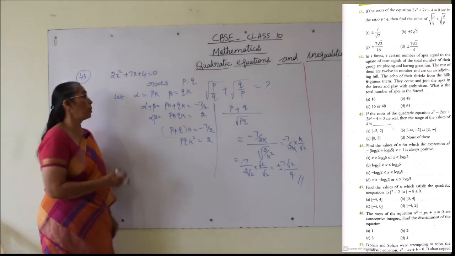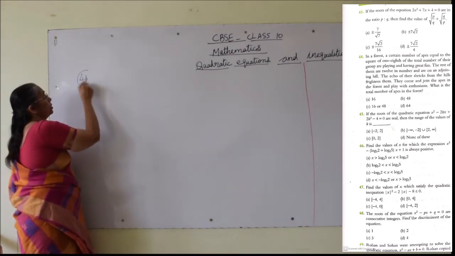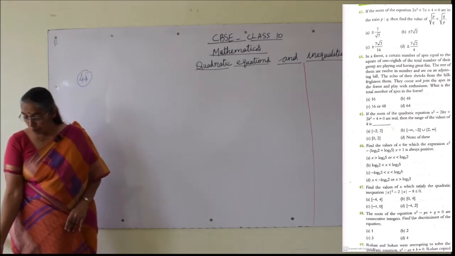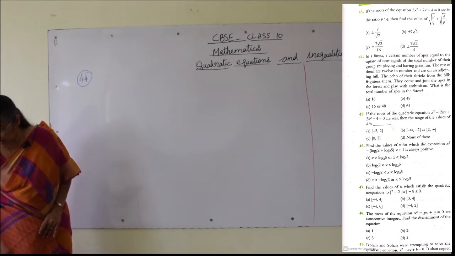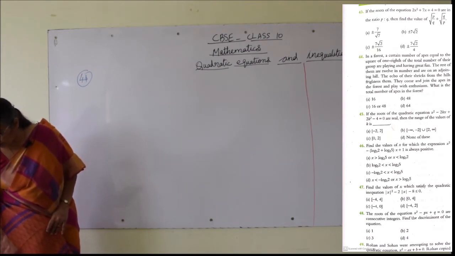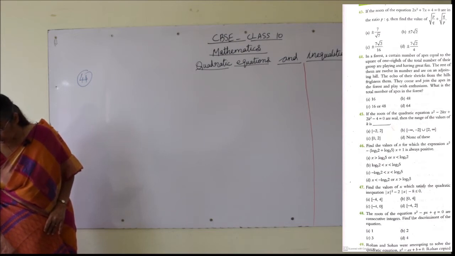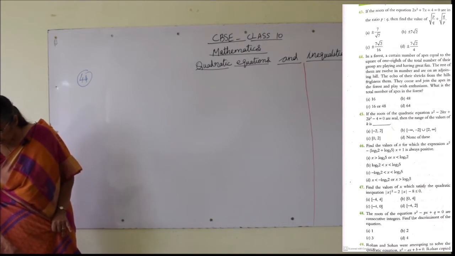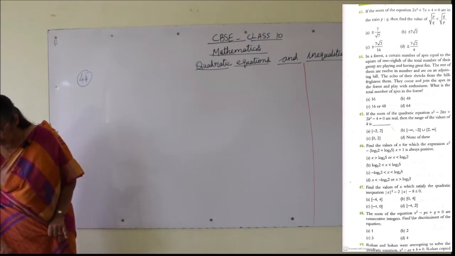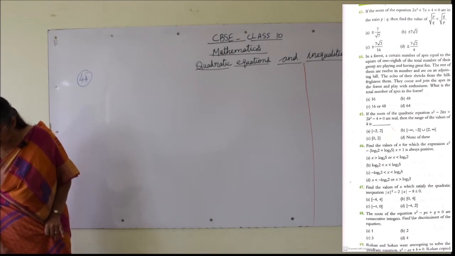Yes. Next problem. Question number 44. So, let us read the question first. In a forest, a certain number of apes equal to the square of 1/8 of the total number of their group are playing and having great fun. The rest of them are 12 in number and are on the adjoining hill. The echo of their shrieks from the hills frightens them. They come and join the apes in the forest and play with enthusiasm. What is the total number of apes in the forest?